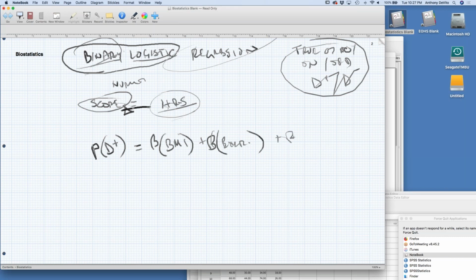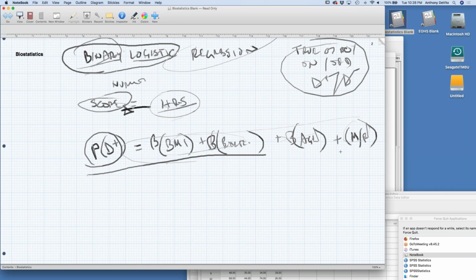And another factor might be numerical variables. Another factor might be their age, another numerical variable. But you can also include categorical variables. Are they male or female, right? So you can use these numerical values and categorical values to help you predict the probability that someone is diabetic.